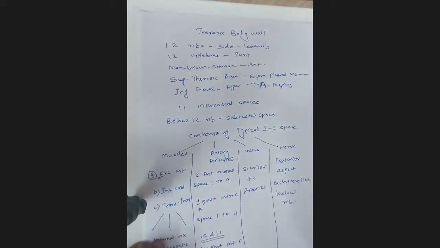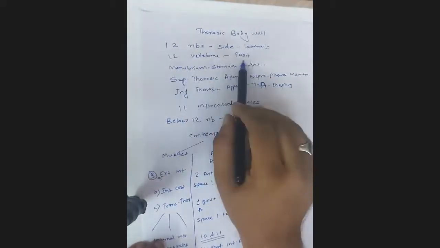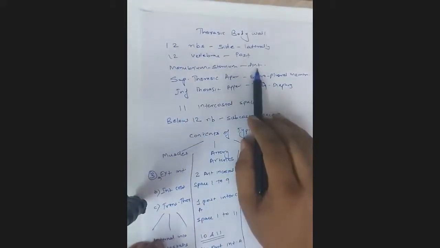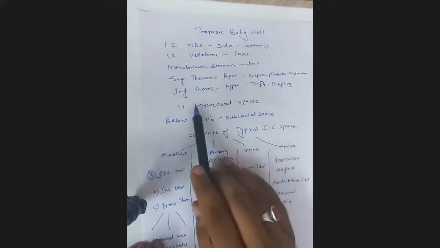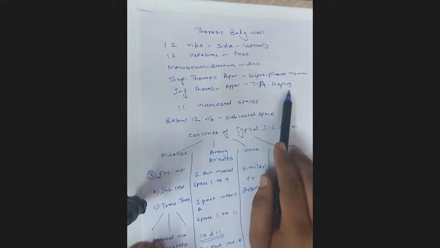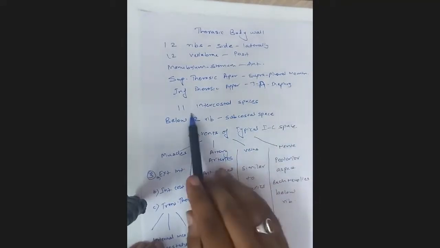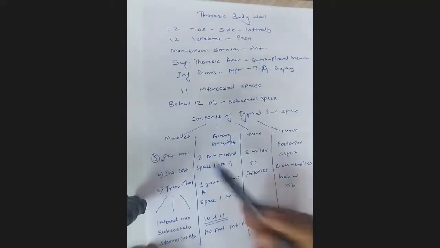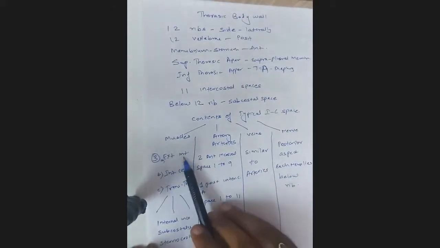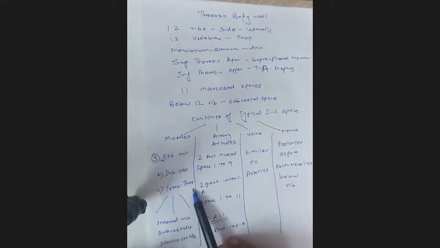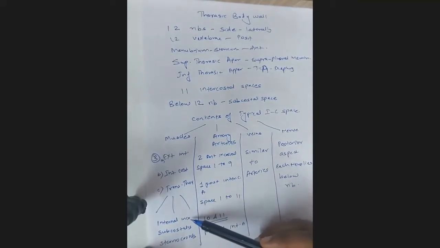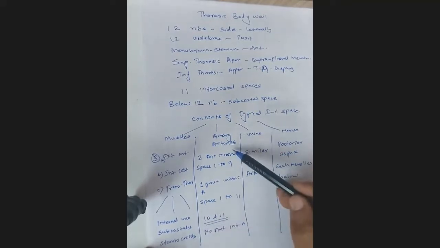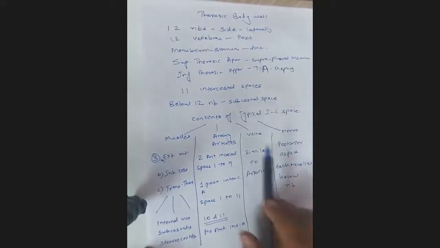So this is the whole arrangement in the thoracic cavity. There are 12 ribs, 12 vertebrae posteriorly, and the manubrium and sternum anteriorly. There is the superior thoracic aperture covered by the suprapleural membrane, and the inferior thoracic aperture covered by the thoracoabdominal diaphragm. There are 11 intercostal spaces. In each space there are three muscles: external intercostal, internal intercostal, and transversus thoracis. The transversus thoracis has three components: intercostalis intimae, subcostalis, and sternocostalis. There are arteries, veins, and nerves.